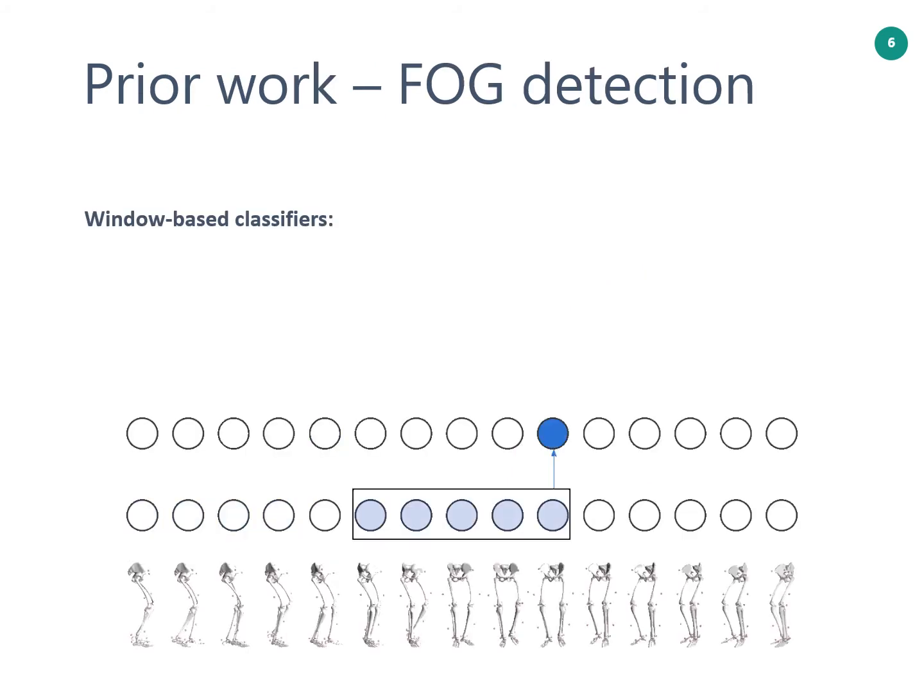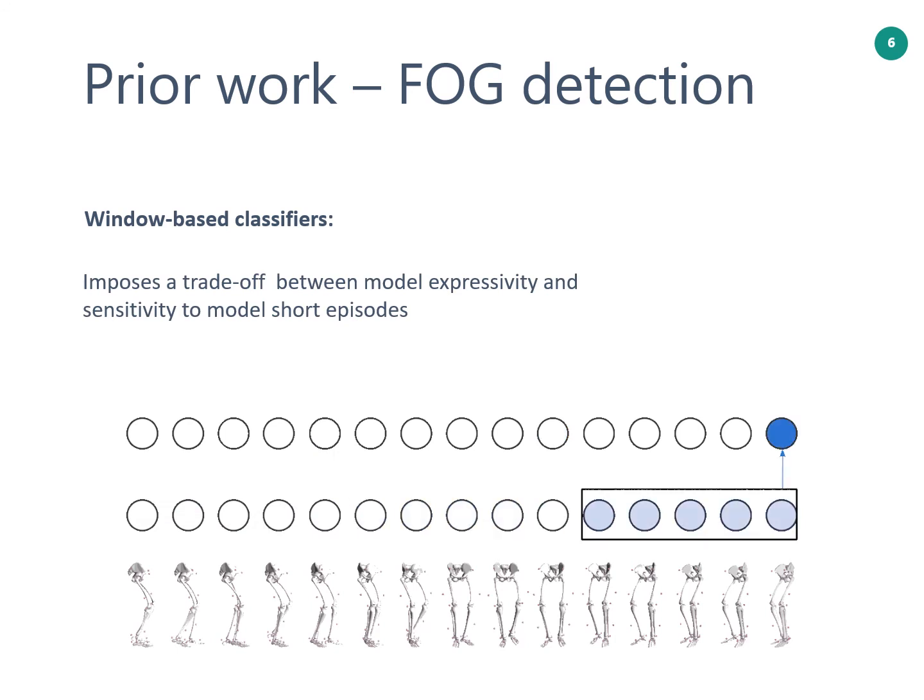Now I will try to explain the intuition behind the developed algorithm. Prior work in freezing detection mainly used window-based classifiers, where a standardized protocol would first be segmented into shorter length windows of some fixed duration, and each window would then be classified with methods ranging from simple thresholding techniques towards high-level temporal models driven by deep learning. However, window-based classifiers already implicitly impose a trade-off between the model expressivity and the sensitivity to model short episodes.